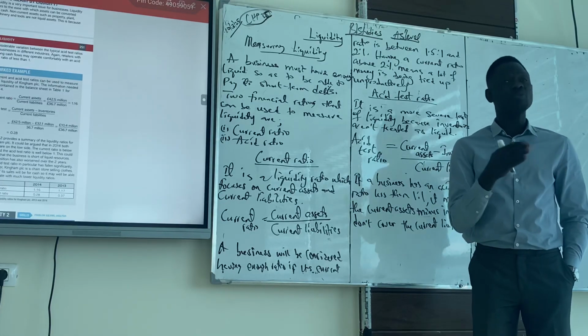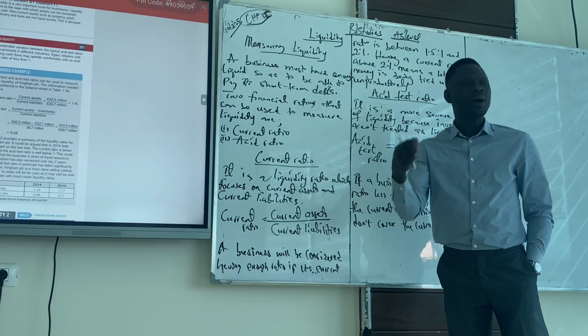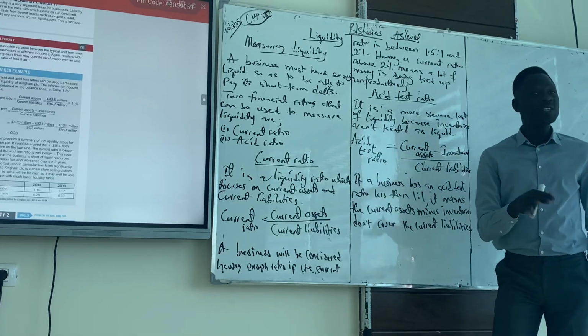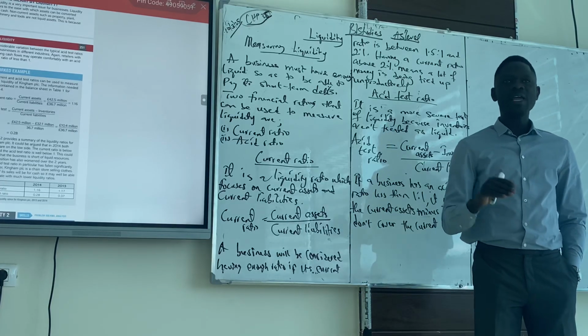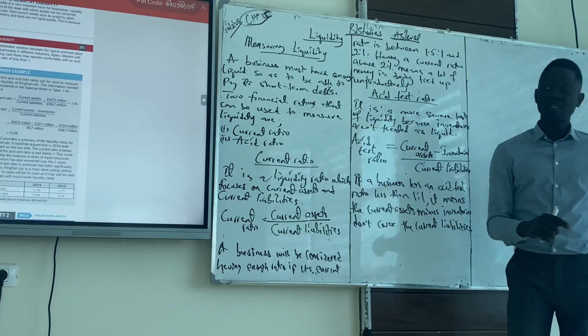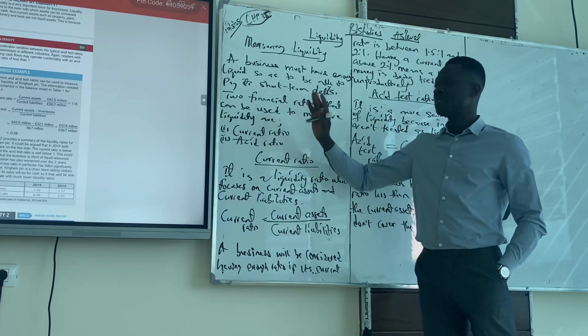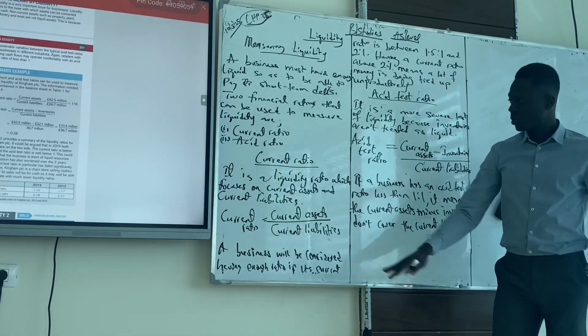And if a business is unable to pay its short-term debt, then there's a problem, because it's about the flow of money. So if a business doesn't have cash, then there's a problem within the business. So that's why every now and then you have to measure how liquid you are as a business. To measure this, you can use the current ratio and the acid test ratio. So we're going to start with the current ratio.